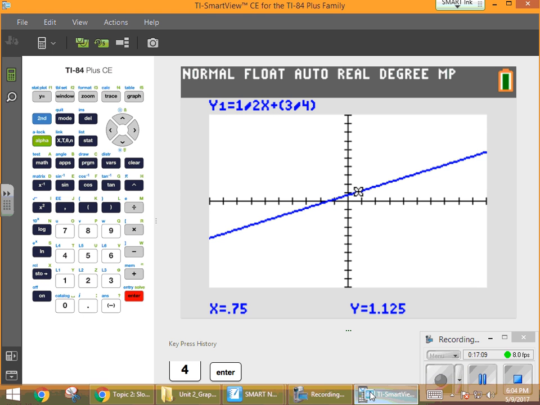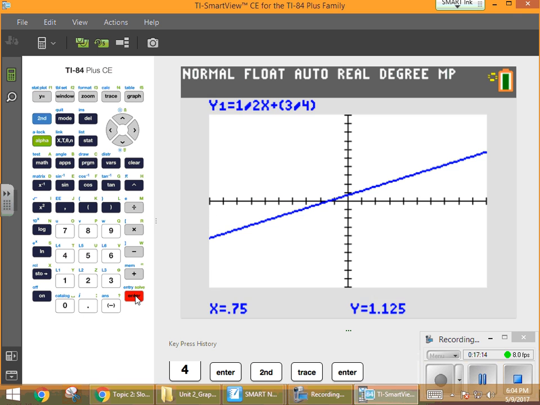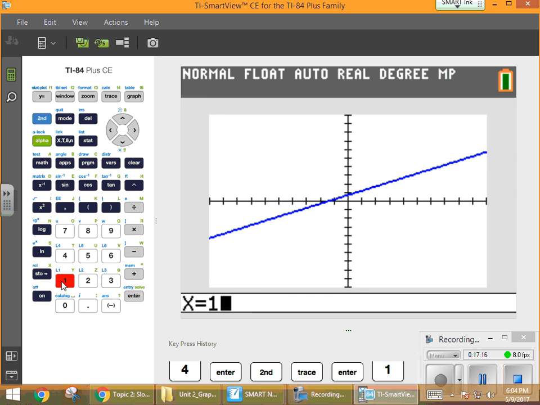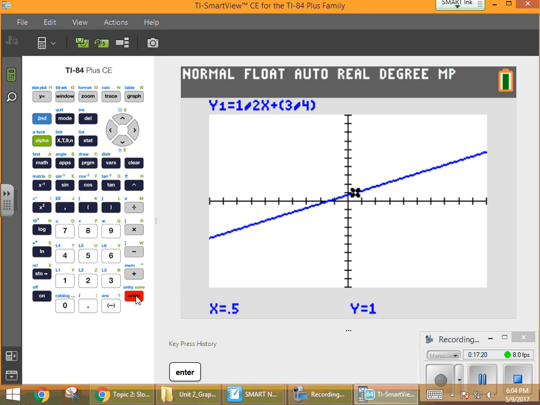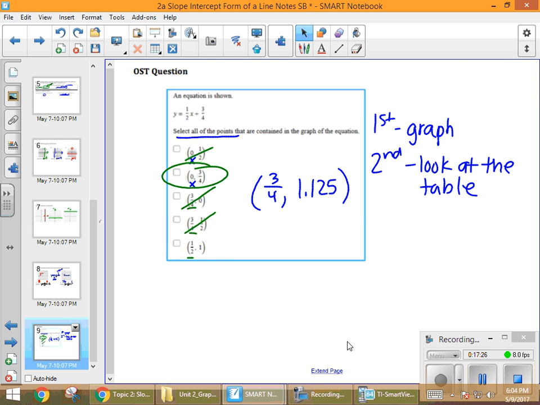So I'm going to do the same thing I just did. I'm going to go second trace, click enter on 1 value, and type in 1/2 or 0.5. When I do that for 0.5, I get the output value of 1. All right, when I look at here, it does in fact have the ordered pair 1/2, 1. So out of all 5 of these options, the only points on the line are 0, 3/4 and 1/2, 1.